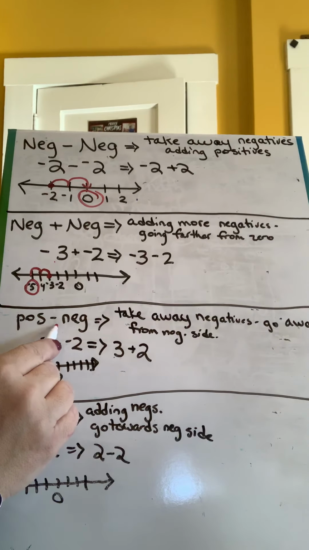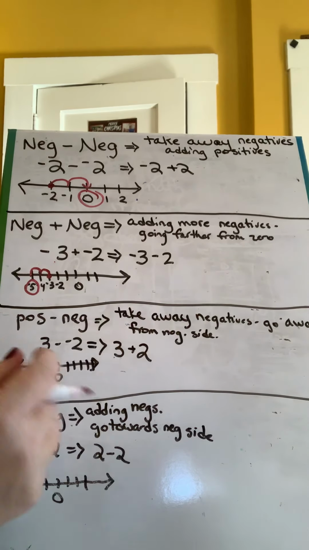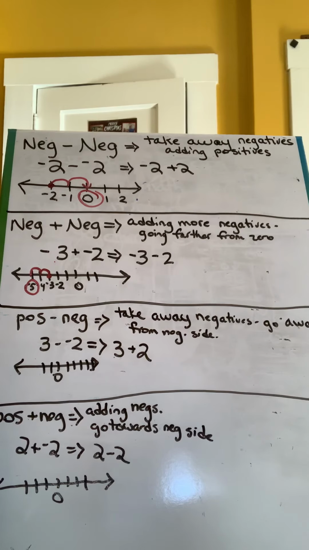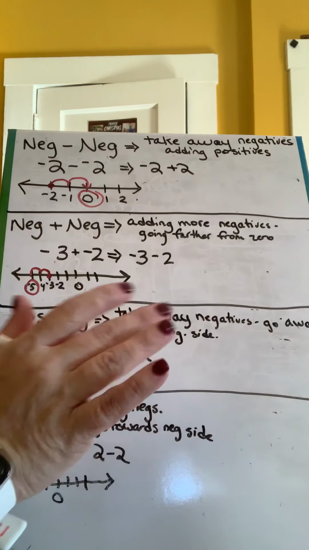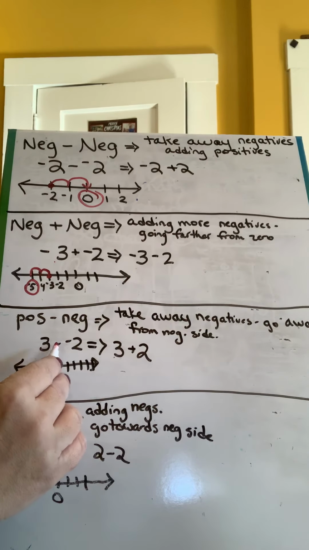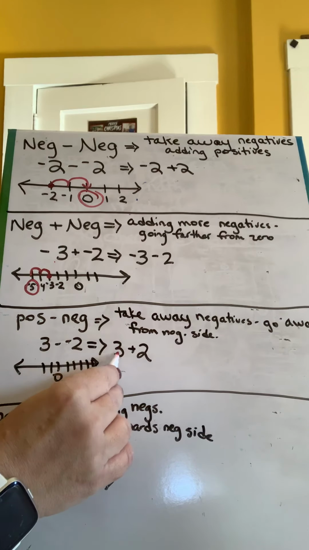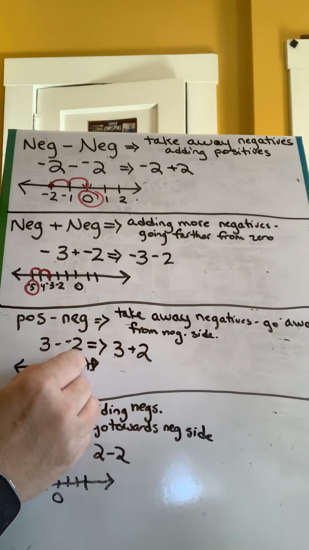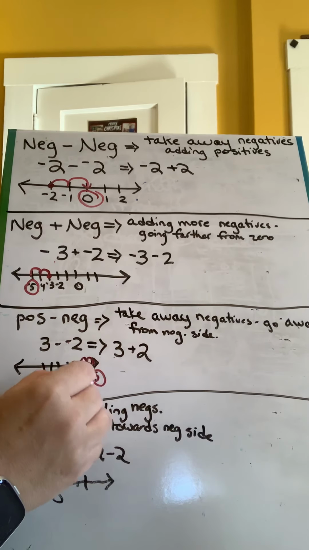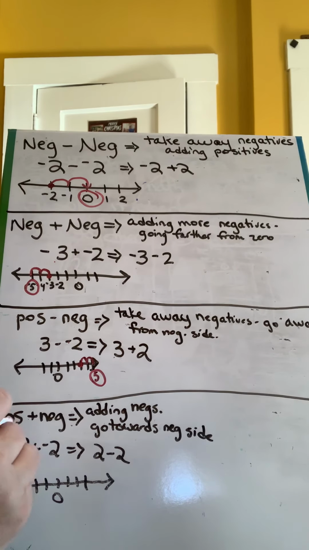If we have a positive minus a negative, it's like saying we're taking away negatives here again. If we're taking away negatives, we're going away from the negative side towards the positive side. So 3 minus negative 2, think of it as 3 plus 2. So we start at 3 and we're adding 2, which will end us at positive 5.